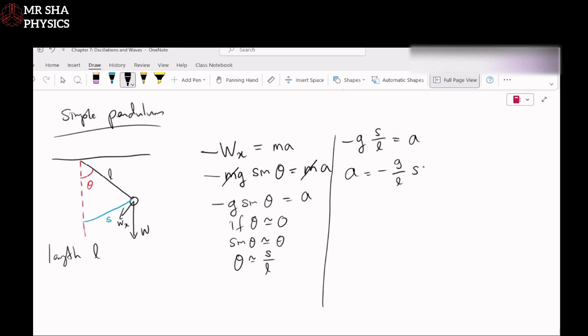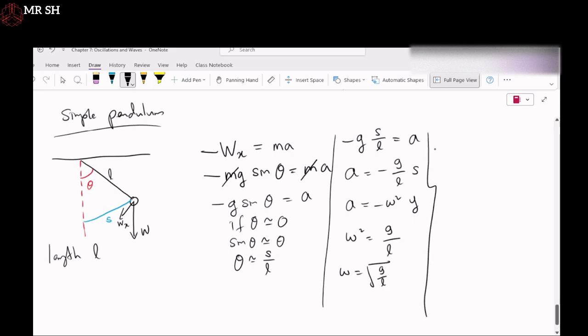S is just displacement. So then I can compare it to a equals negative omega square y. S and y is the same thing. So then I'll have omega square equals g over L. Again, rearranging this, I can have omega equals the square root of g over L. And this would lead us to period being equal to 2 pi times the square root of L over g.